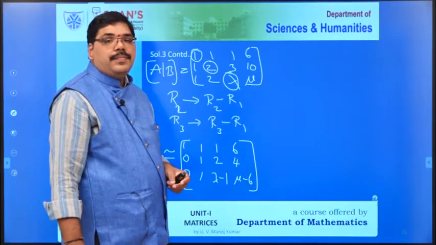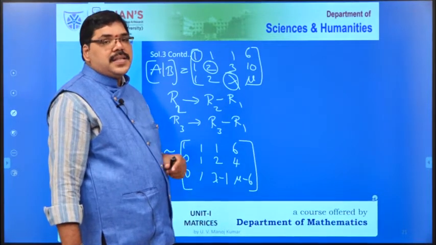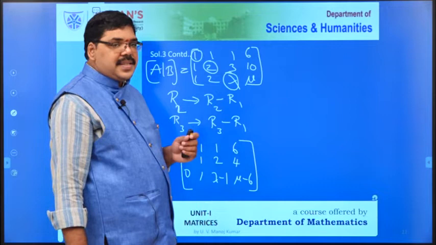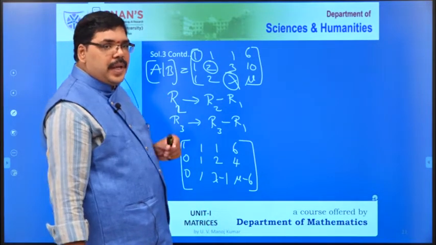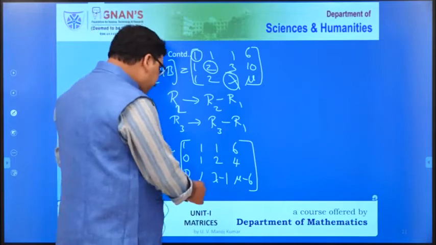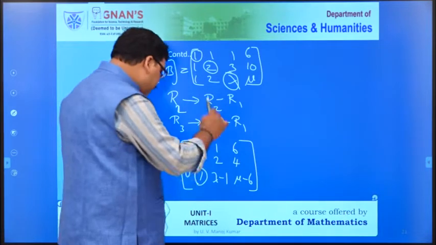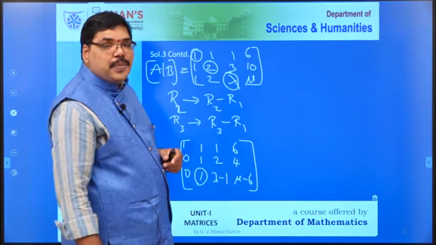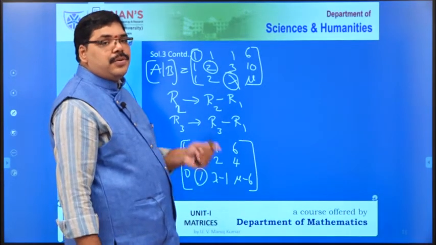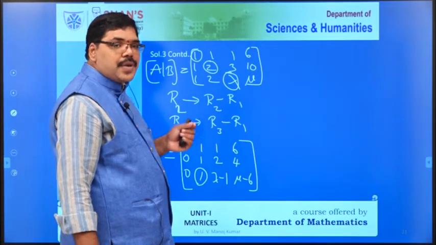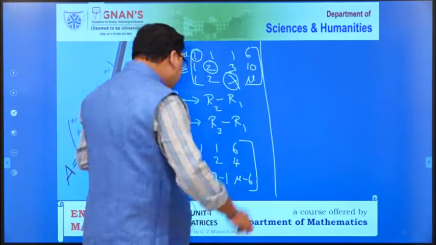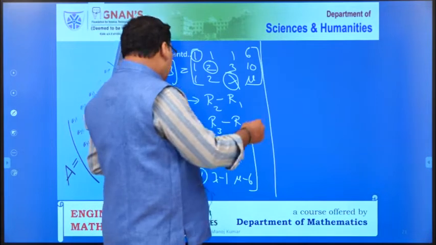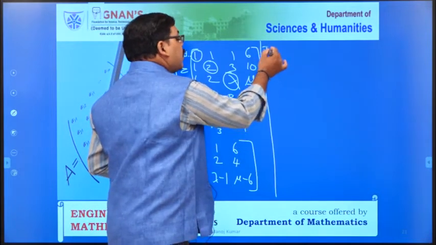Is it in echelon form? Is this matrix in echelon form? No, this matrix is not in echelon form. So we want to reduce one more element into 0. What is that element? This element, in the second position. To reduce this into echelon form, we have to use R2, because the second diagonal element is in R2. So use R2 and write the row operation.